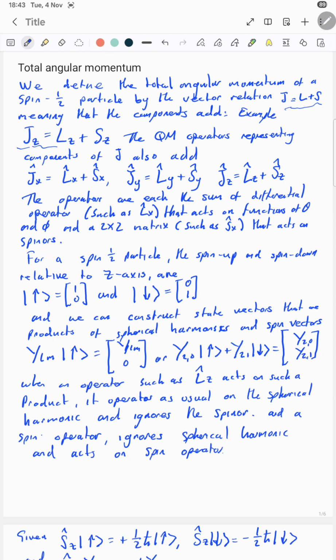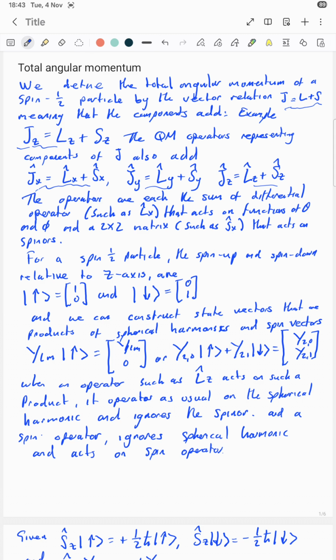The quantum mechanical operators representing components of J also add. So we have this for X, Y, and Z, so they're all the same. The operators are each the sum of differential operators, such as L hat of X, that act on the function of theta and phi, and a 2 times 2 matrix, such as S of X, that acts on the spinors.